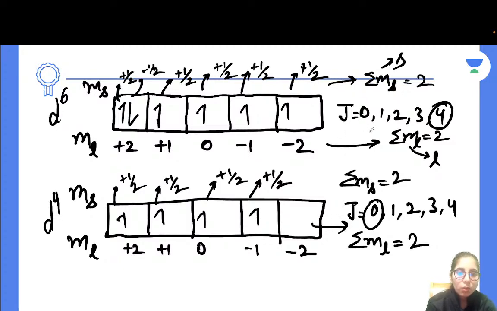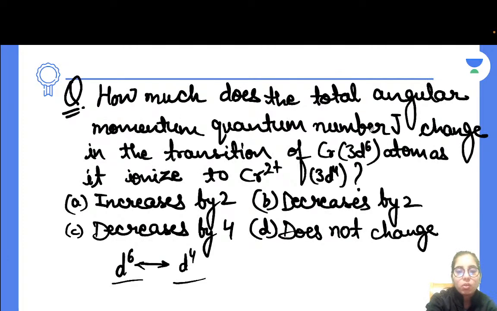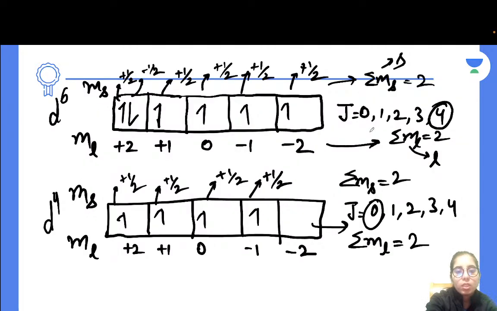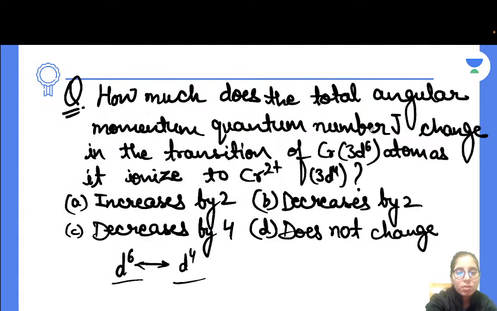Now you can see initially you had the d6 and now it has been converted to d4. So how the j value has been changed, angular momentum, it has been decreased. So 4 it was and now it is 0, so it has been decreased by 4, which is your option C, which is going to be the correct one.